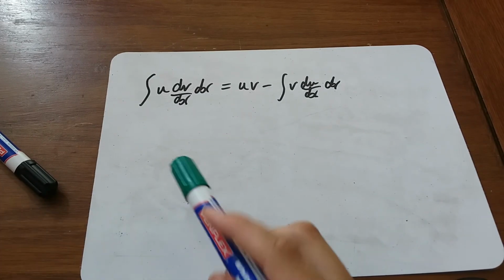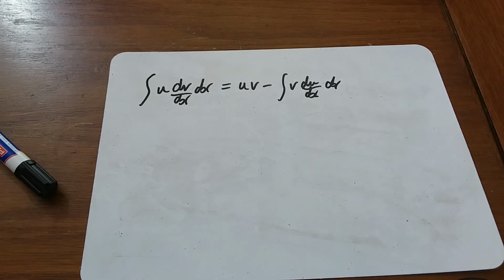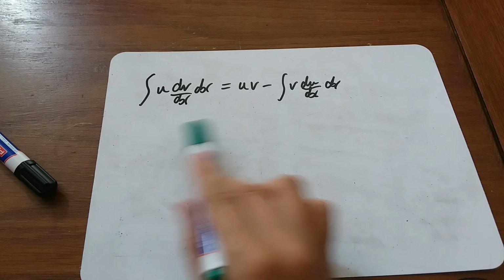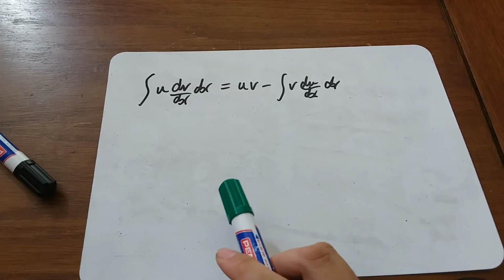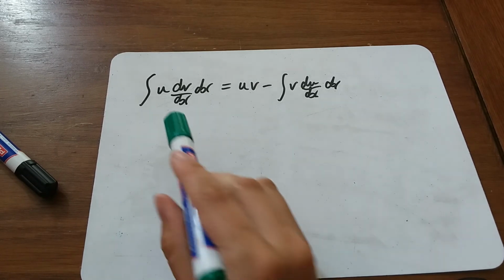Okay, integration by parts. We're going to be using this formula. I'm not going to prove it. There's a brief sketch proof in the notes that you've been given, but we're just going to assume this because it's in the formula book. It's called integration by parts. It's like the product rule of integration.